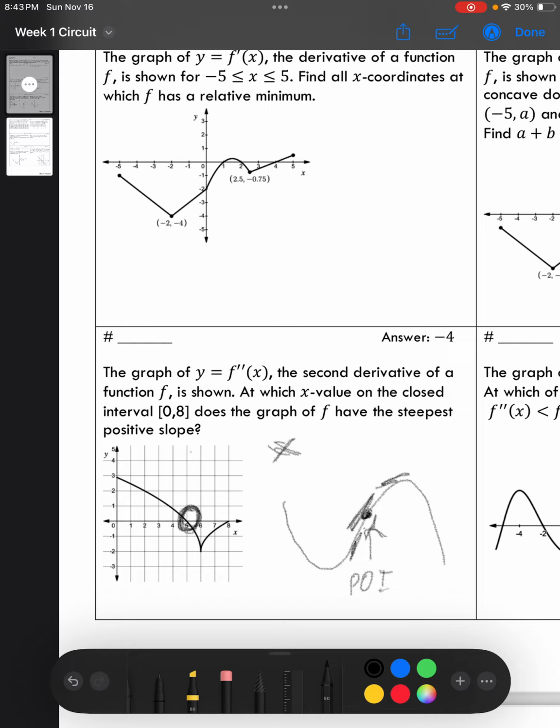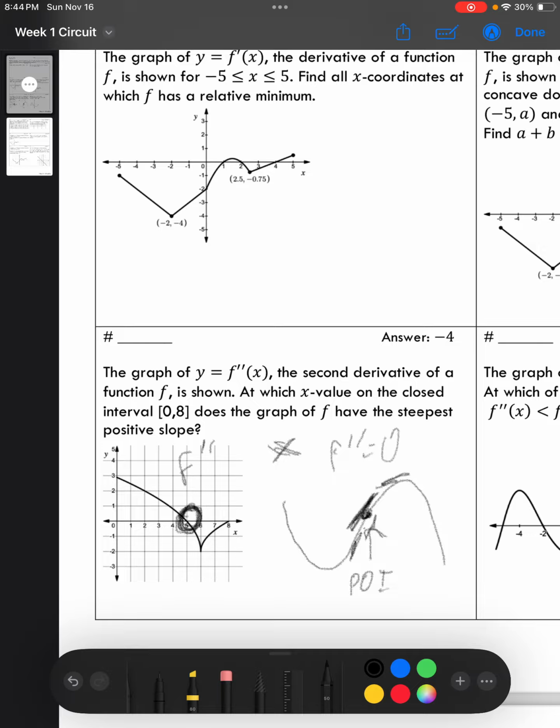So given that this is the graph of f double prime, on its closed interval, we would assume that x equals 5 is the answer, because a point of inflection happens when f double prime is equal to 0. So the steepest slope happens probably at the point of inflection, which is at 5.